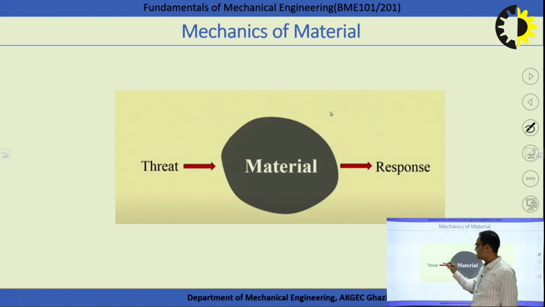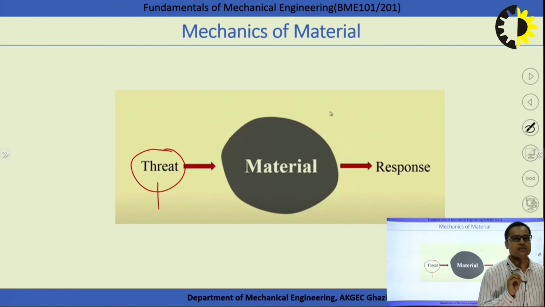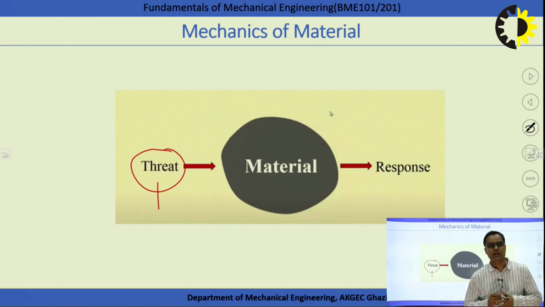This word threat is very important here. Threat is a very subjective word. Subjective means threat is not restricted only to how different kinds of load act over the material, and in which environment the material has to be used or serve its purpose, and according to that, how it responds. So these threats may be the load acting over the material and how the material responds to it, and the threat could be the different environment.